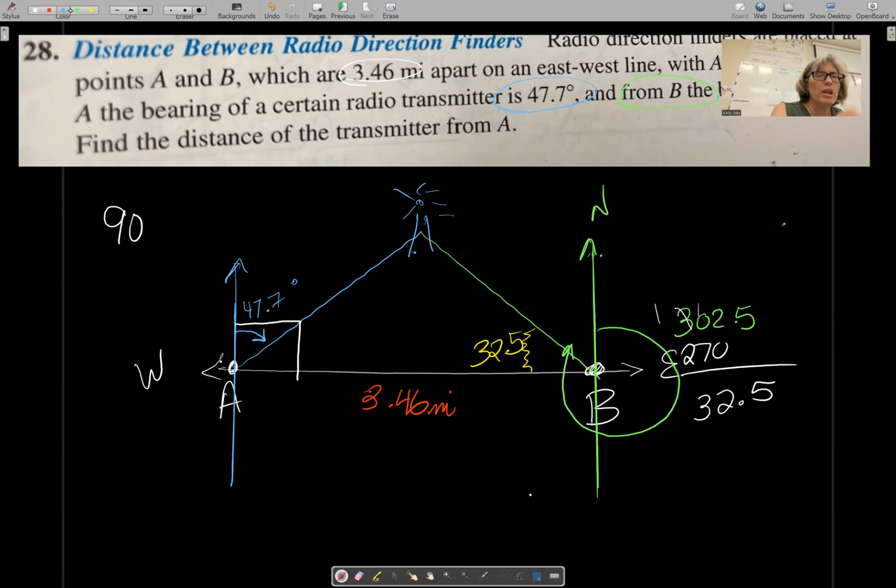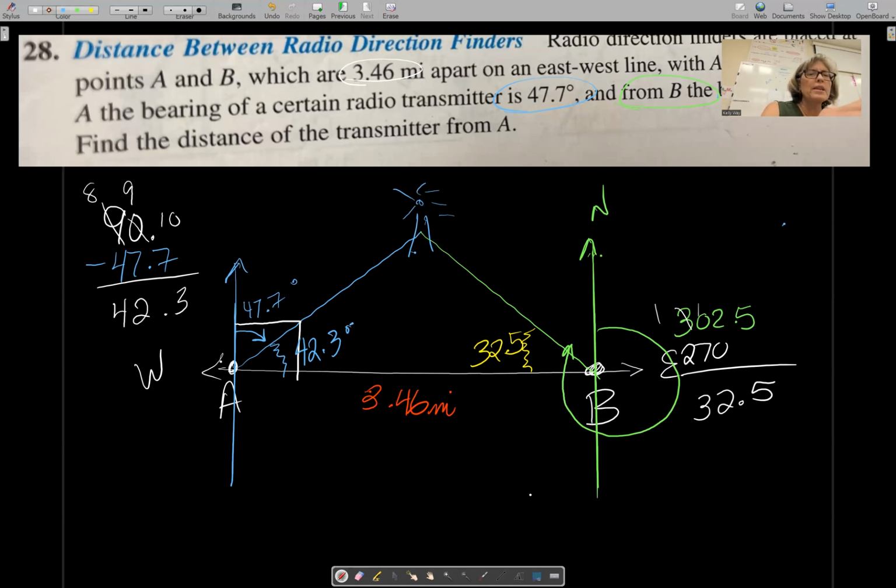And we're going to take away 47.7. So to borrow, that's going to be 8. We borrow, that's 9. That becomes 10. So we have 0.3 and 2 and 4. 42.3 is going to be this angle right here, 42.3 degrees.